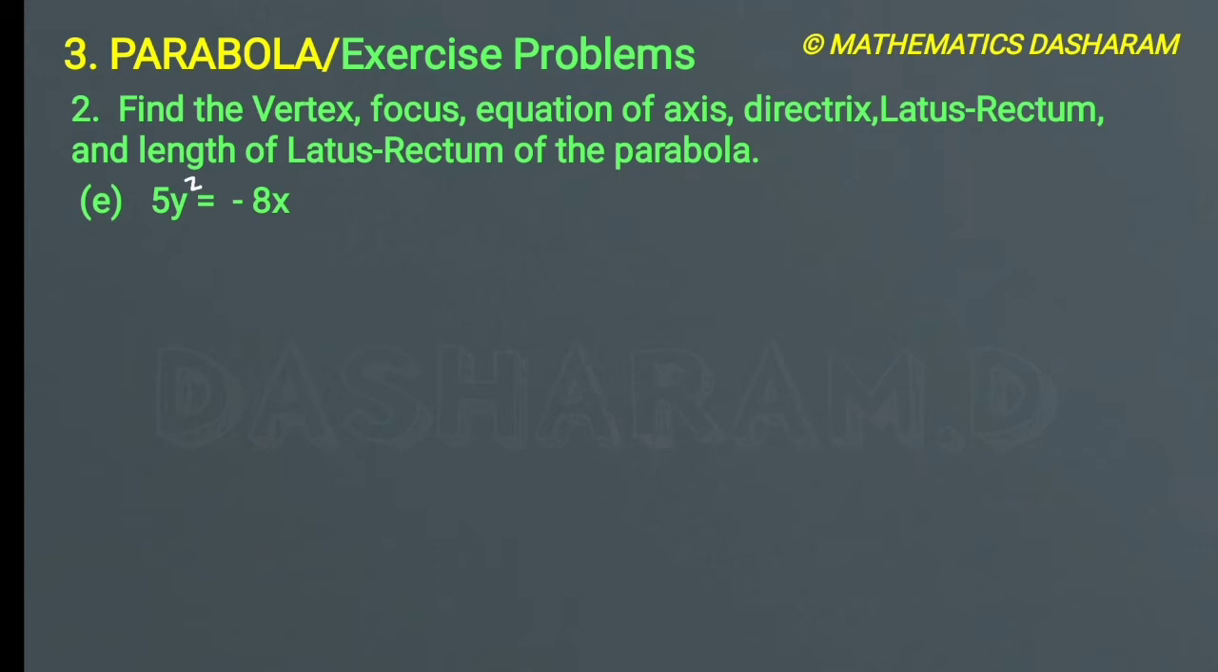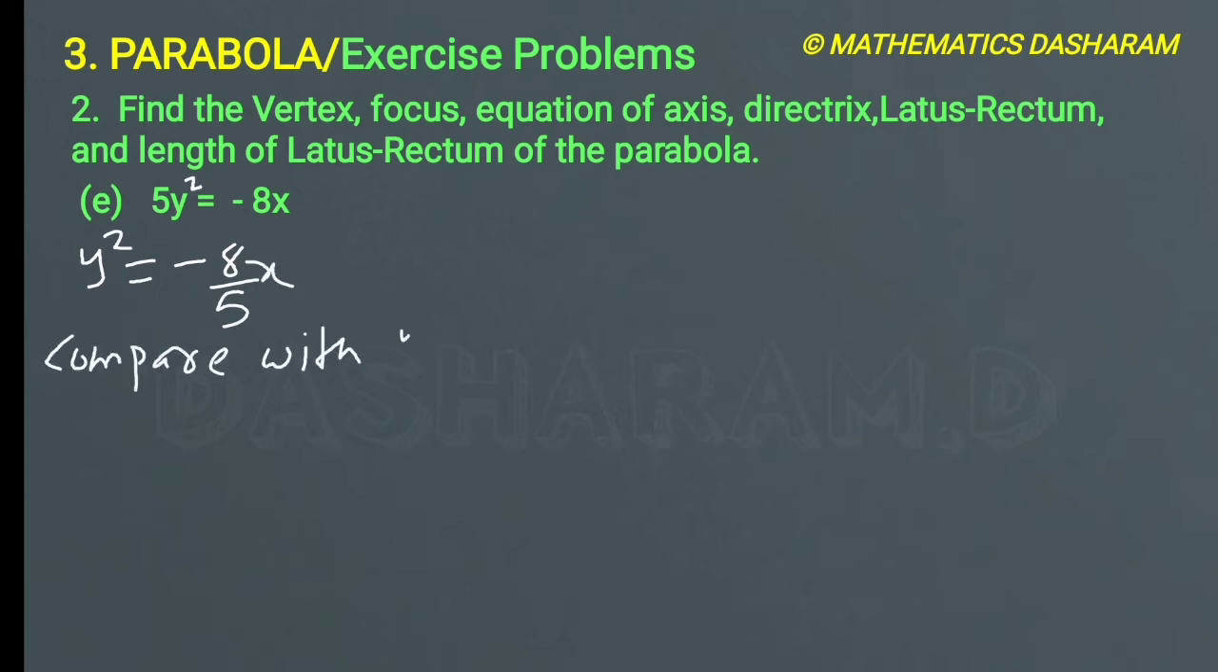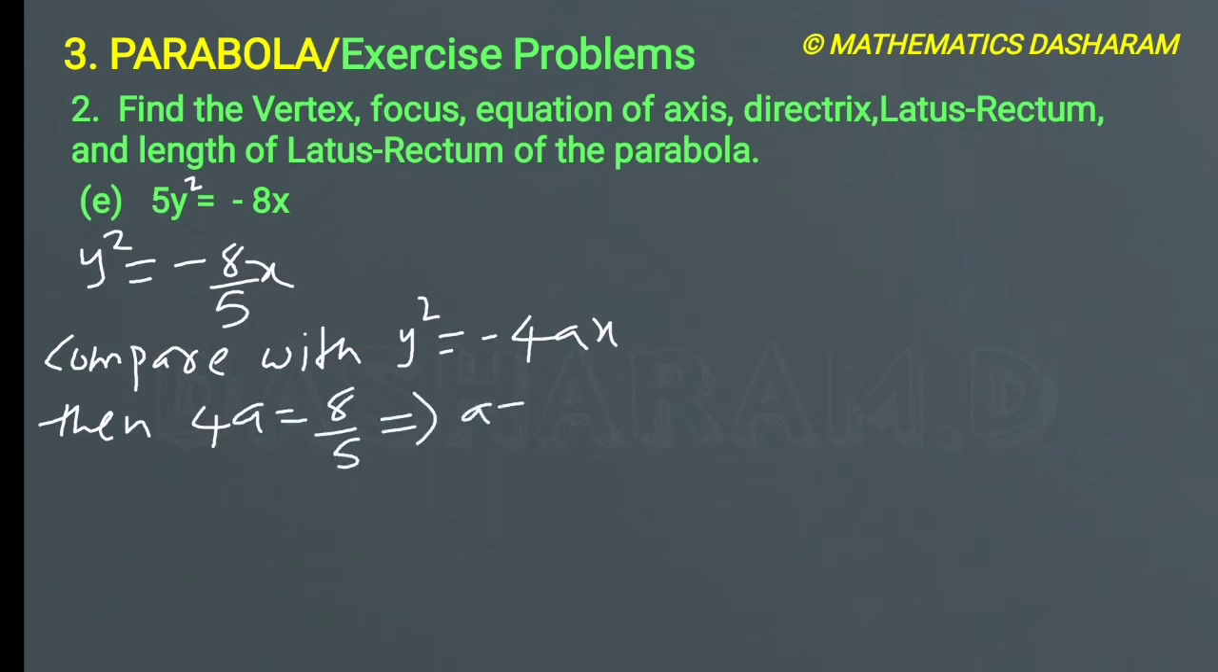So let us convert into a standard form. y square equals minus 8 by 5 into x. Now compare with the standard form, y square equals minus 4ax. So then 4a equals 8 by 5. 4 ones are 4, 4 twos are 8. Then a value is 2 by 5.